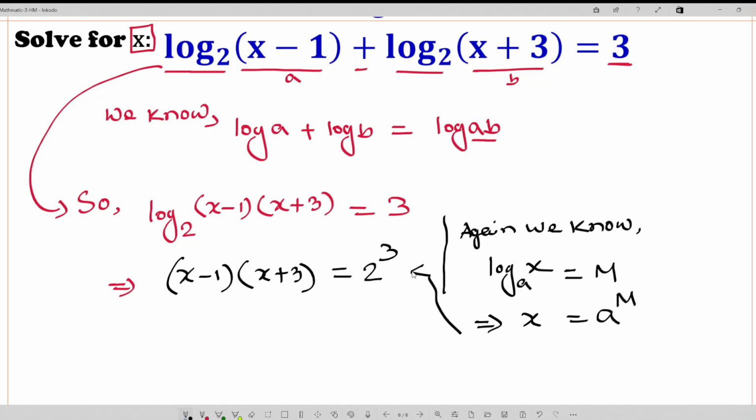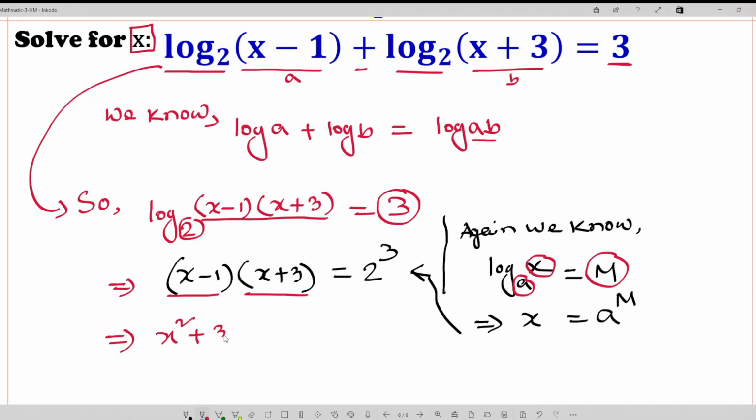So similarly we are doing the same here, right? This one is x, base is 2, which is a, equals 3, and here m. So (x minus 1) times (x plus 3) equals a to the power m. A means 2 and m means 3, right? Now this is a normal algebraic expression. How? Look, x times x, which means x square, plus 3x minus x minus 3 equals 2 to the power 3, means 8.